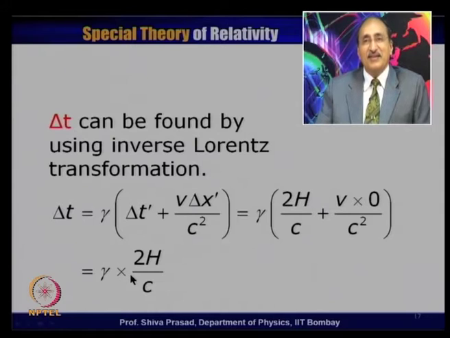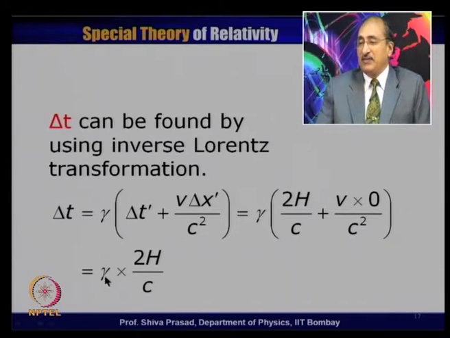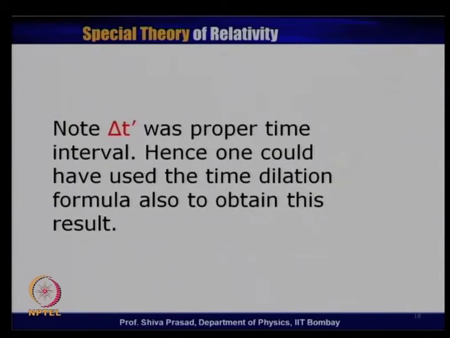You will realize that this is the same as the time dilation formula, which has to happen because in S prime frame of reference, both the events occur at the same point. So, the time interval in S prime frame of reference was a proper time interval between these two events. Therefore, in S frame, this time interval must turn out to be dilated, and that is what we are seeing, that this time interval turns out to be equal to gamma multiplied by 2h by c. So, this is what I have written.